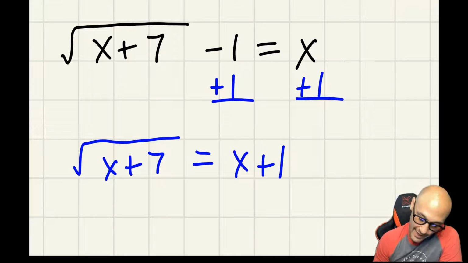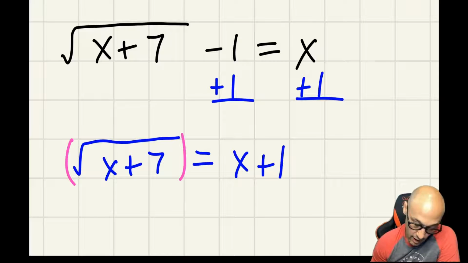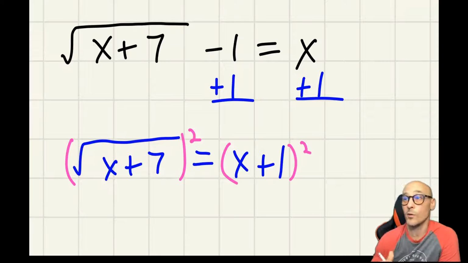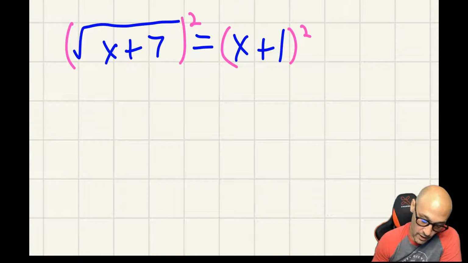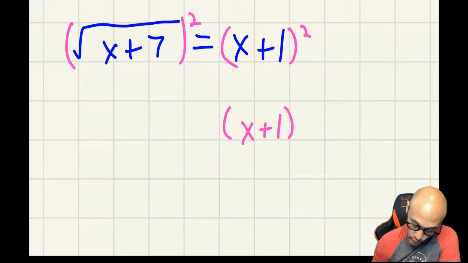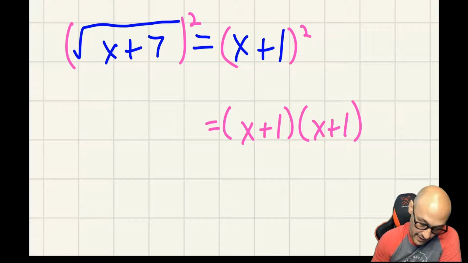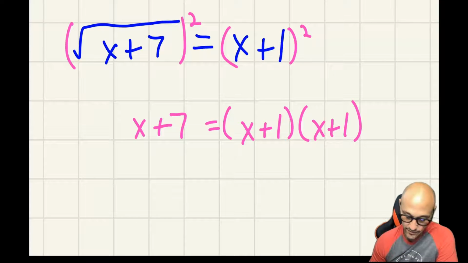Now, what that does is that when we go to undo or get rid of this square root by squaring, well, when we square the other side, we're now squaring a binomial. And when we square a binomial, we end up really having the quantity x plus 1 times the quantity x plus 1. And again, on the left-hand side, the square root and the square undo each other, so we're just left with x plus 7.